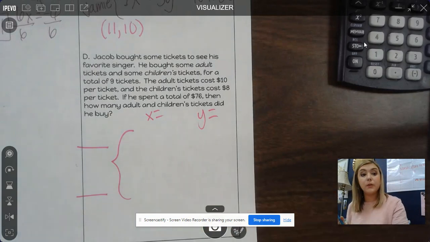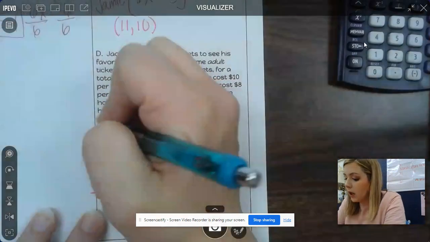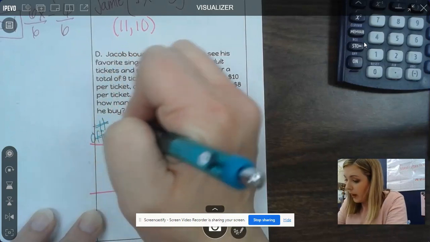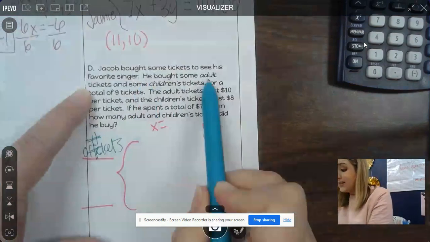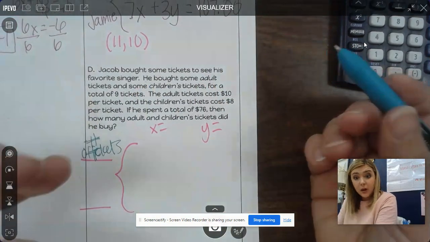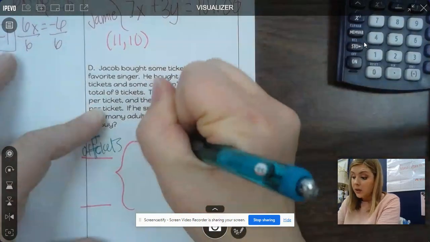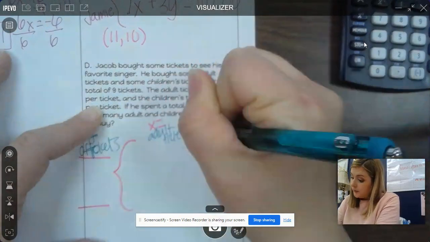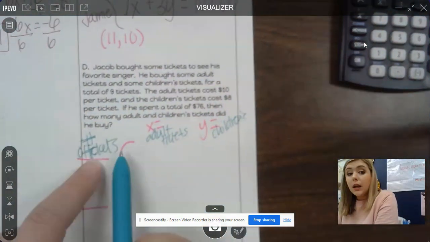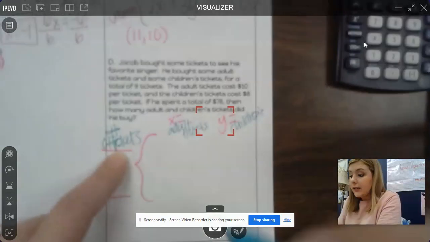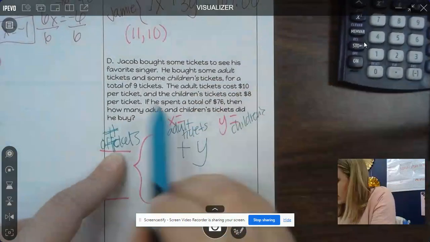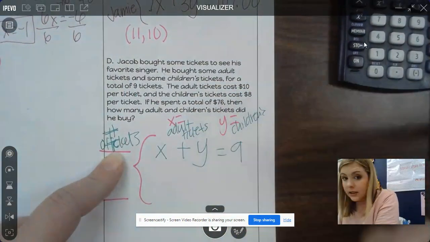So I'm going to set that up for you, but then you're going to solve. So this first equation here, we're going to talk about strictly the number of tickets. What I mean by that is that we know he bought some adult tickets and some children's tickets. Well, I don't know either of those costs. I know that's what I'm going to be solving for, though. So I'm going to call x adult tickets and y children's tickets. If this equation is talking about number of tickets, I can say I don't know how many, but I know he bought some adult tickets and some children's tickets. And I know that there are a total of 9 tickets.